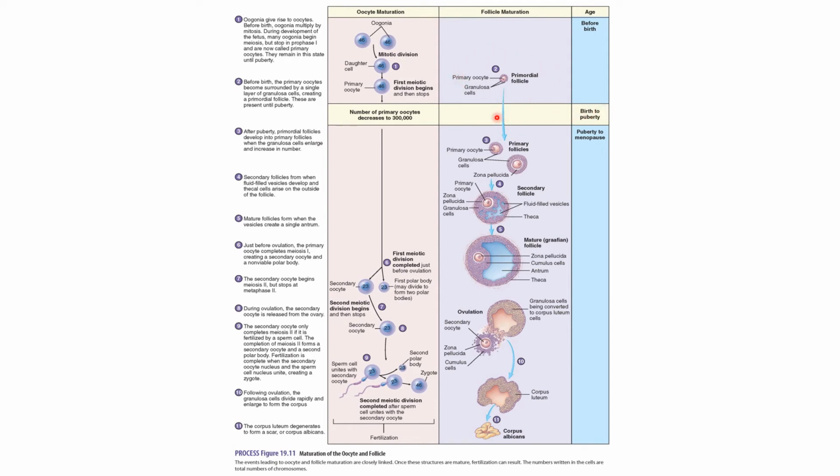Tapos from birth to puberty, usually merong mga primary oocytes that decrease to around 300,000. So, marami-rami din tayong mga naiibang sa mga babae na nababangkong egg cells. Okay? And then, from puberty to menopause, ayan na. Of course, the primary oocytes will then develop into the primary follicles, secondary follicles, and then mature follicles. And then, during ovulation, ayan, secondary oocytes siya. And then eventually the follicles will become corpus luteum and then corpus albicans.